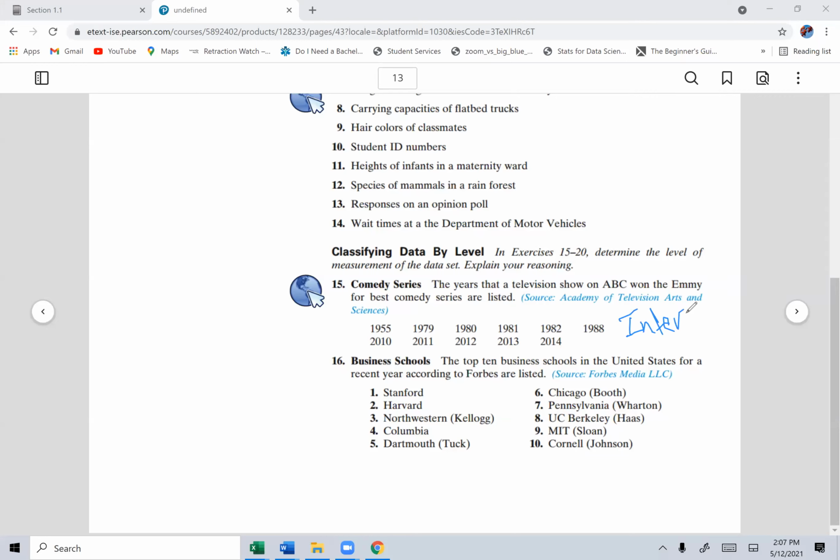That's an interval. The top 10 business schools in the United States for a recent year, according to Forbes, are listed. Ordinal.